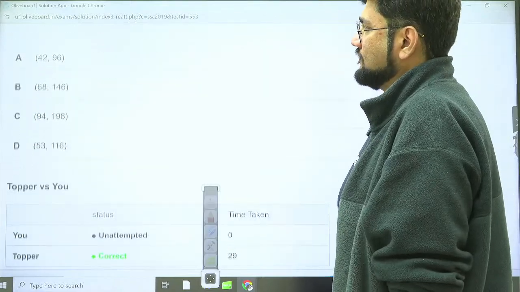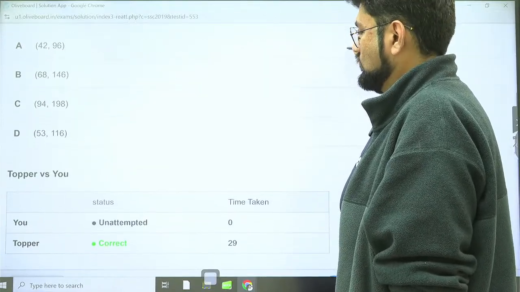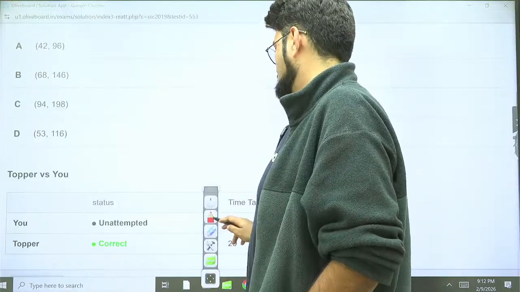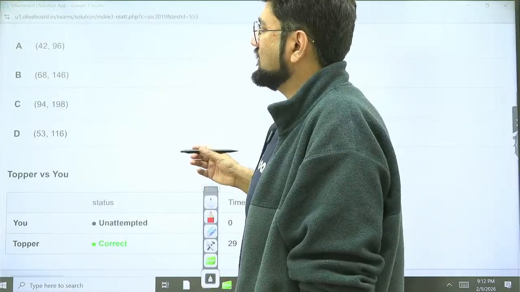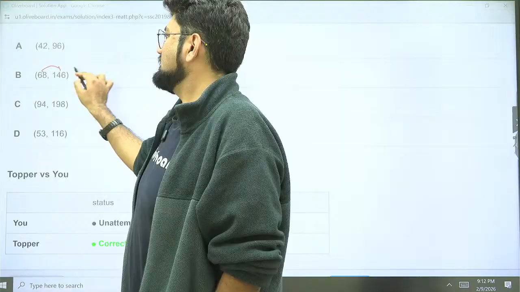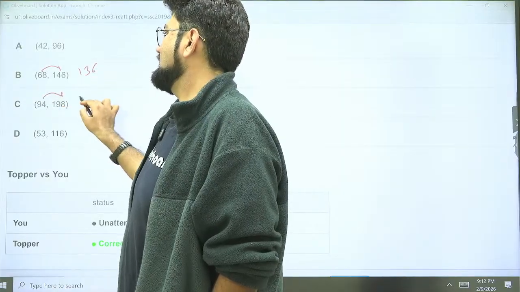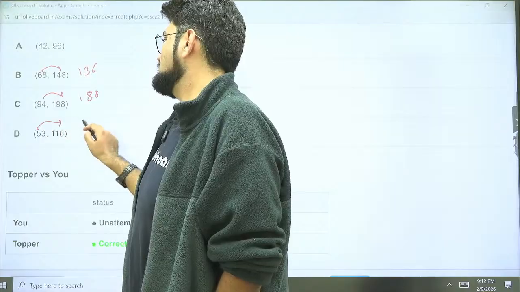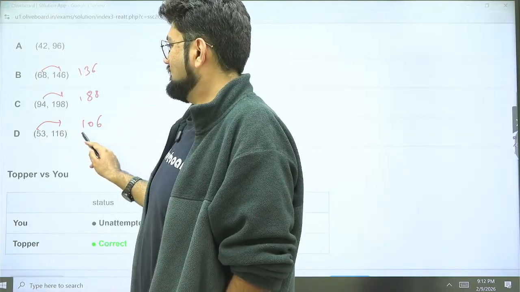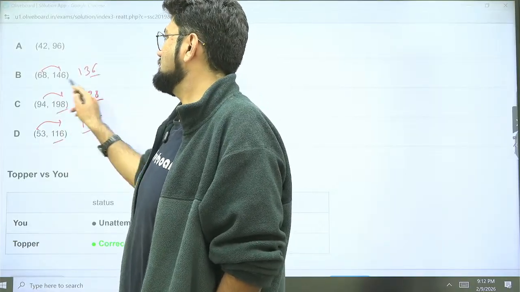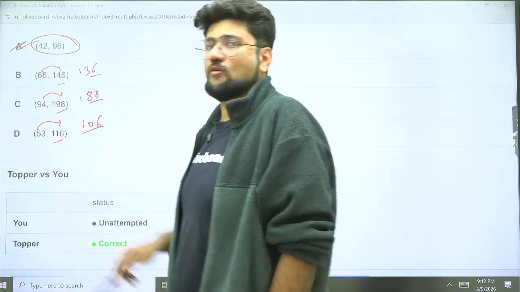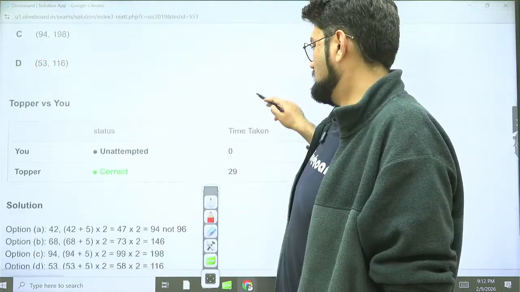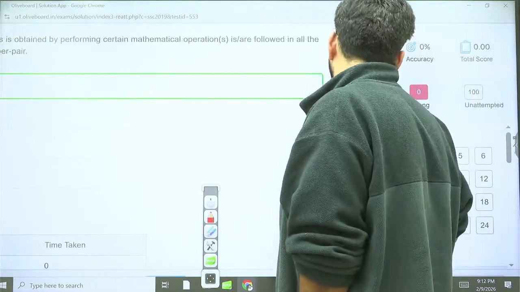Odd number pair. Okay. 29 seconds. 42, 96. Double is 84. 68, 146. 121, 136. Double is 136. Double is 188. 180 plus 8. Double is 106. Can you see what is happening? Double plus 10, double plus 10, double plus 10. This is not following that logic. So option A is the odd one out. Cool. 29 seconds. Excellent. Perfect. Next.